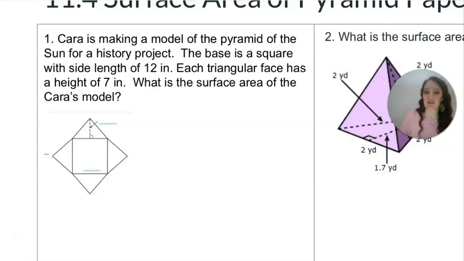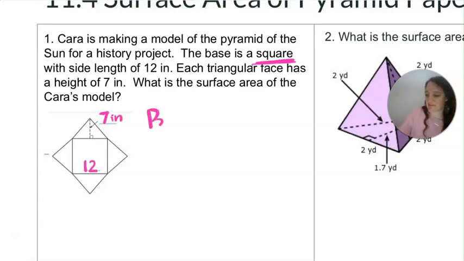Kara is making a model of the Pyramid of the Sun for a history project. The base is a square, love squares, with a side length of 12. So I'm going to label that right there: side length of 12 inches. Each triangular face has a height of 7. What is the surface area of Kara's model?